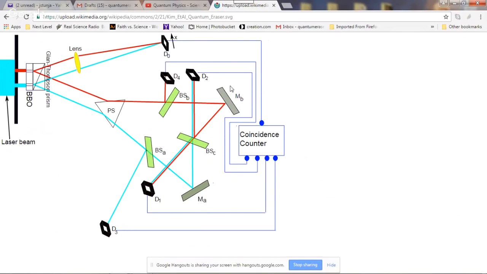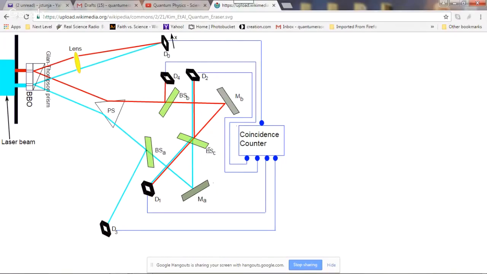Conversely, let's take a look at D1 and D2. Let's go through one. Off the red path, it fires out, transmits through BSB, reflects off MB, hits BSC, and hits D2. Right? So we don't know the path information, because a photon fired out of slit B can do the same thing. It could come down here, transmit through BSA, hit MA, transmit through BSC, and hit D2. So what they're saying here is this path information to D1 and D2 is erased, or better said, it's obfuscated by the experimental setup.